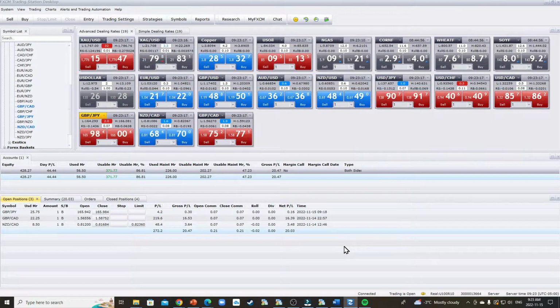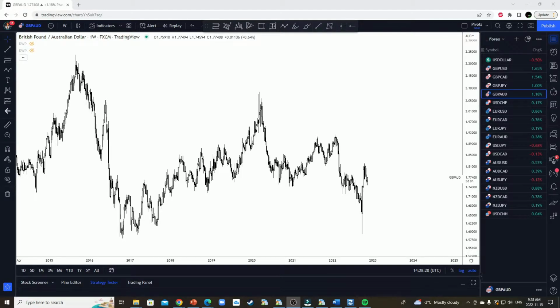I'll go to sleep late tonight, most likely, because I want to be able to enter these trades. So we'll see.